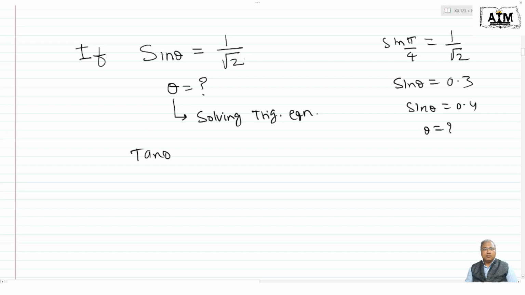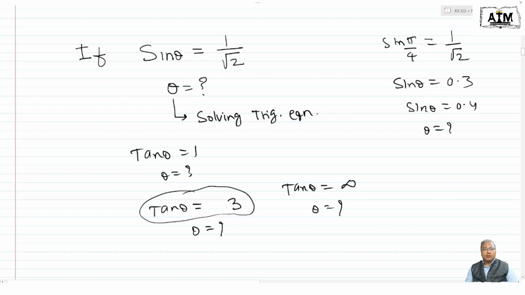If tan theta equals 1, then what is the theta value? If tan theta equals, suppose, 3, then what is the theta value? Like that, if tan theta equals infinity, what is the theta value? So we need to find the theta value. We don't know whether, for example, tan theta equals 3 exists or not. But we need to find whether theta exists or not. If it exists, what is the value of theta? So in trigonometry, we need to find the theta value. That is called solving trigonometric equations.